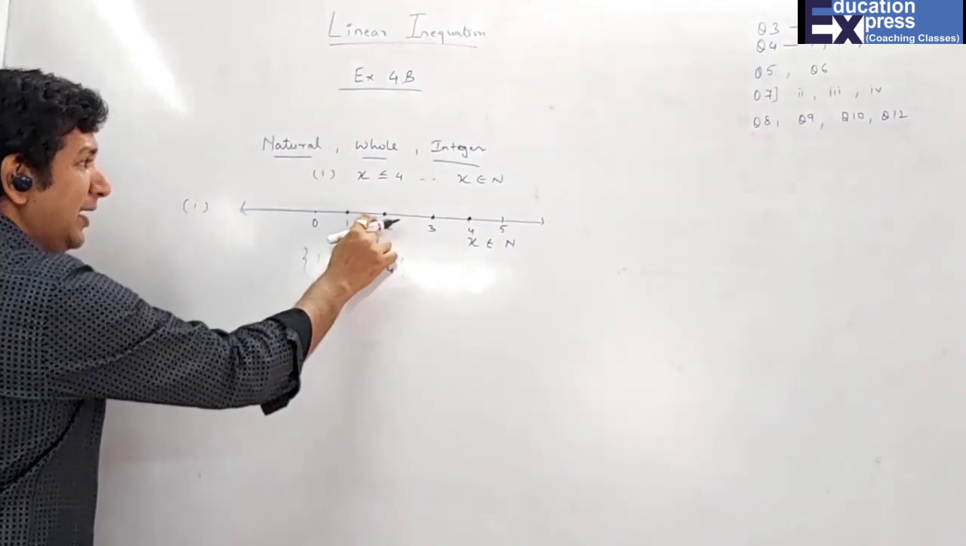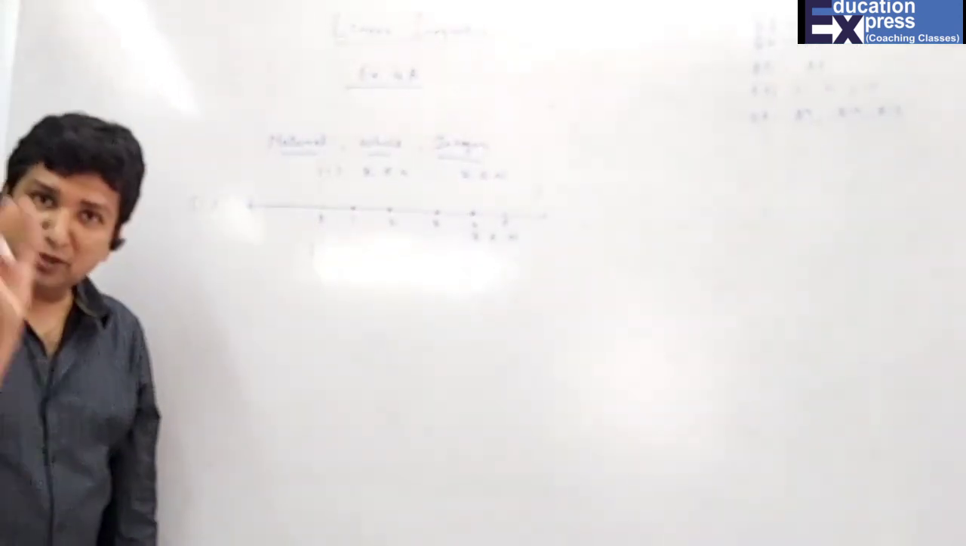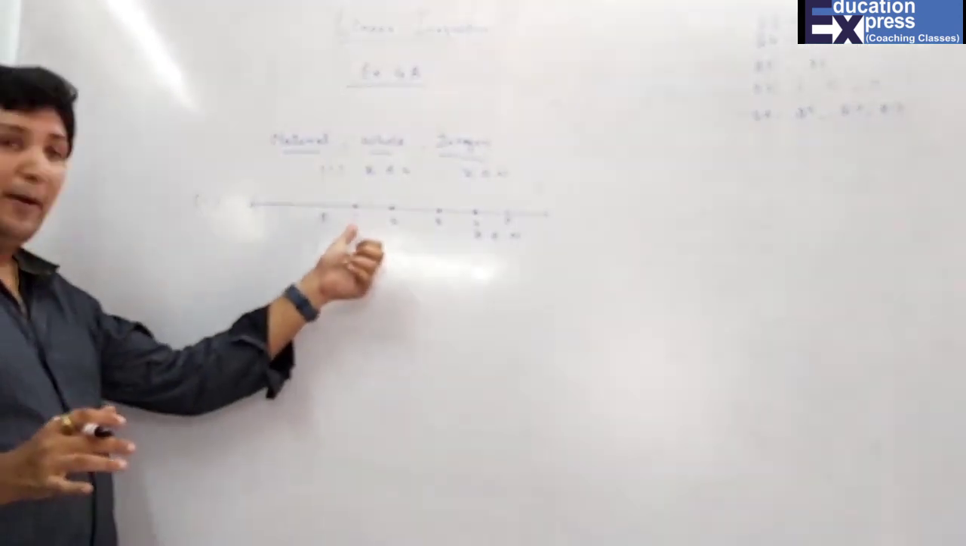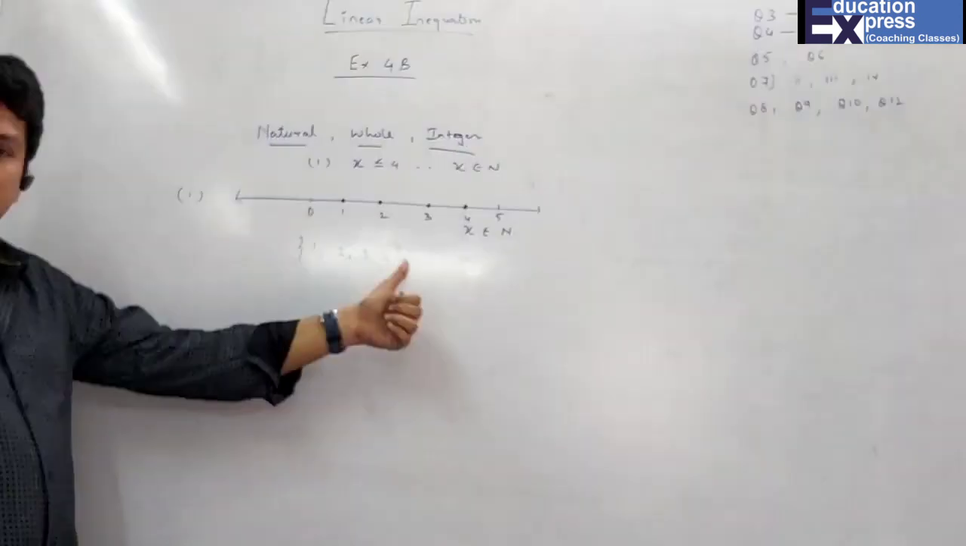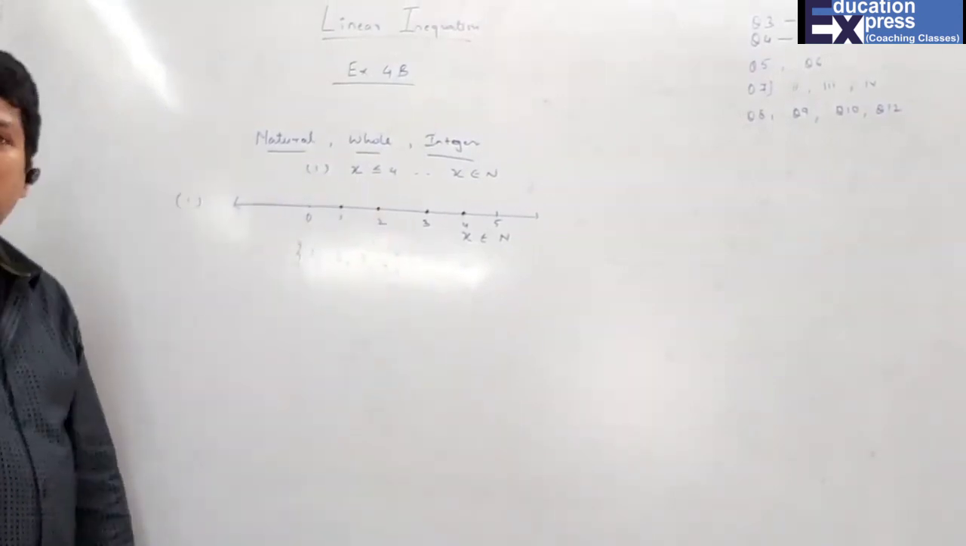That means this is how you have to represent the natural number. You don't have to mark anything in between, because natural numbers include only what? Only the numbers, not the numbers in between. So 1, 2, 3 and 4. This is how you represent the natural number.